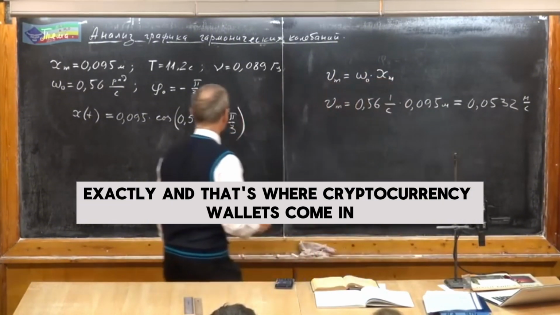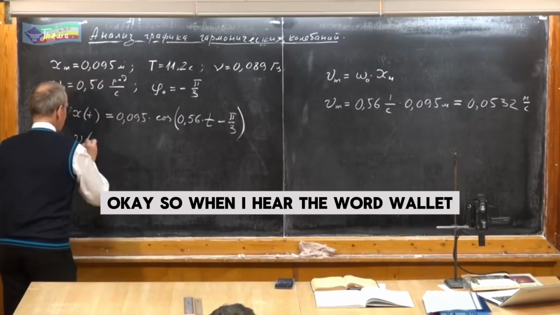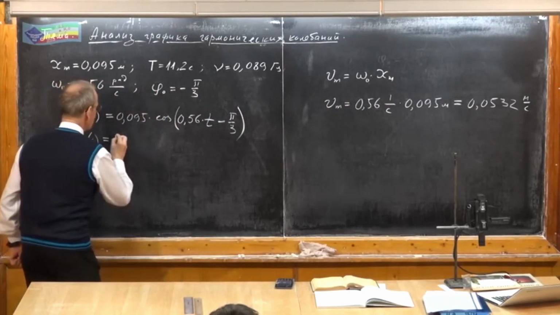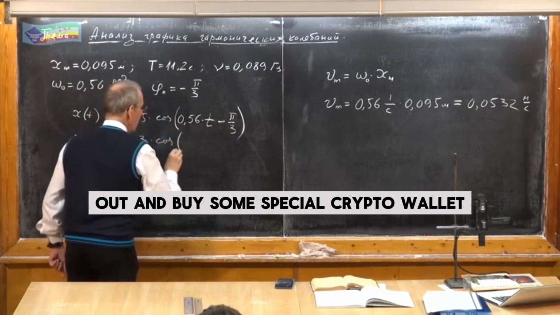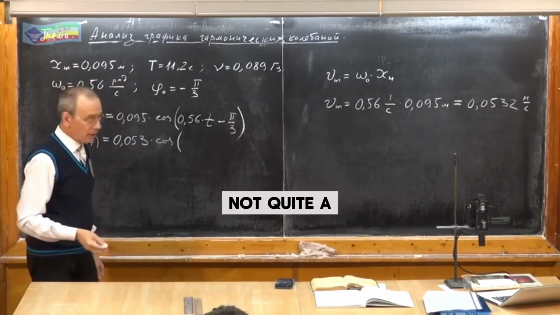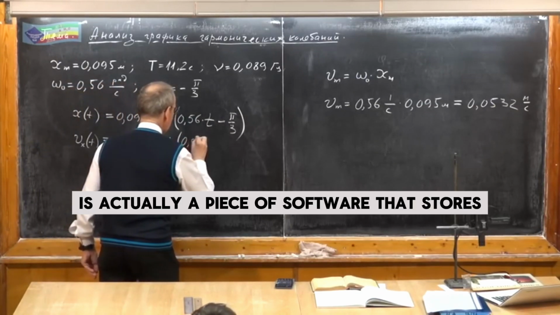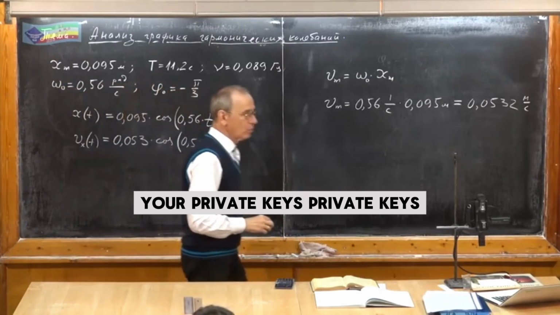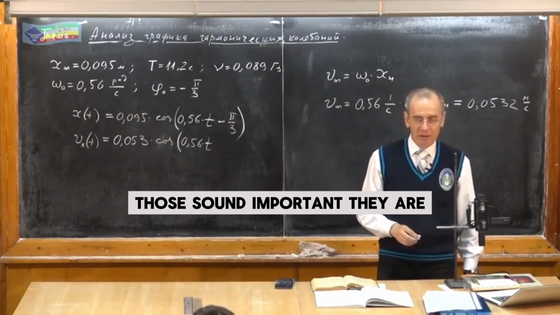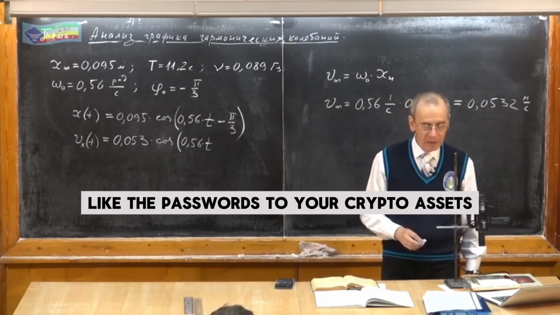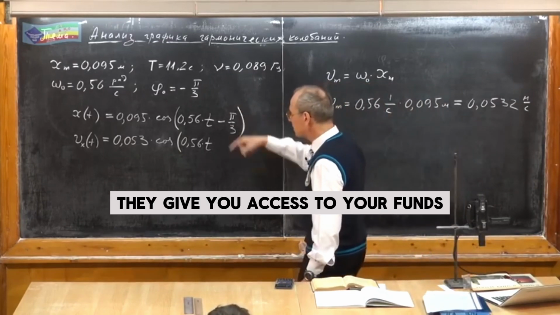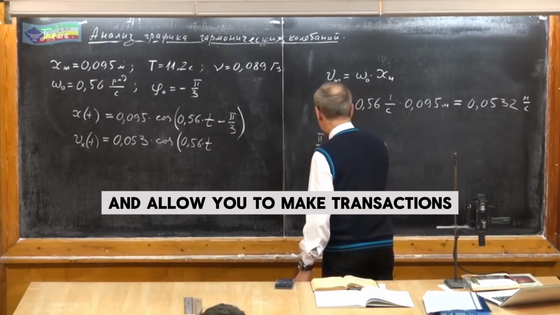And that's where cryptocurrency wallets come in. Okay, so when I hear the word wallet, I'm picturing like a physical wallet. Like, do I need to go out and buy some special crypto wallet? Not quite. A cryptocurrency wallet is actually a piece of software that stores your private keys. Private keys. Those sound important. They are. Your private keys are basically like the passwords to your crypto assets. They give you access to your funds and allow you to make transactions.